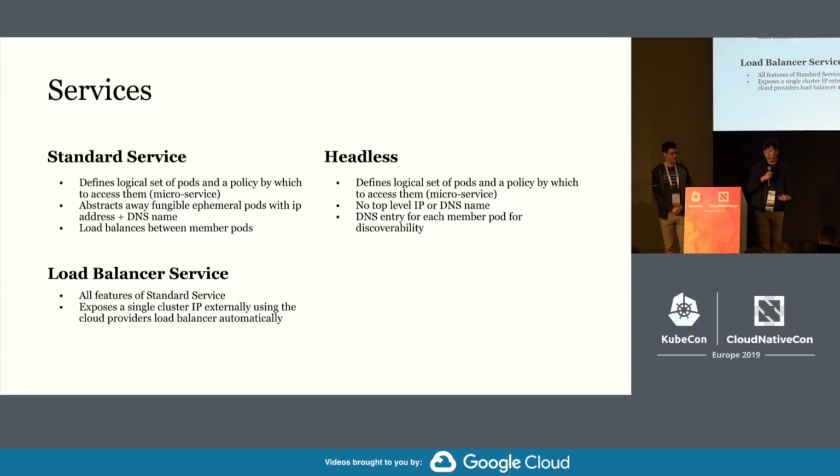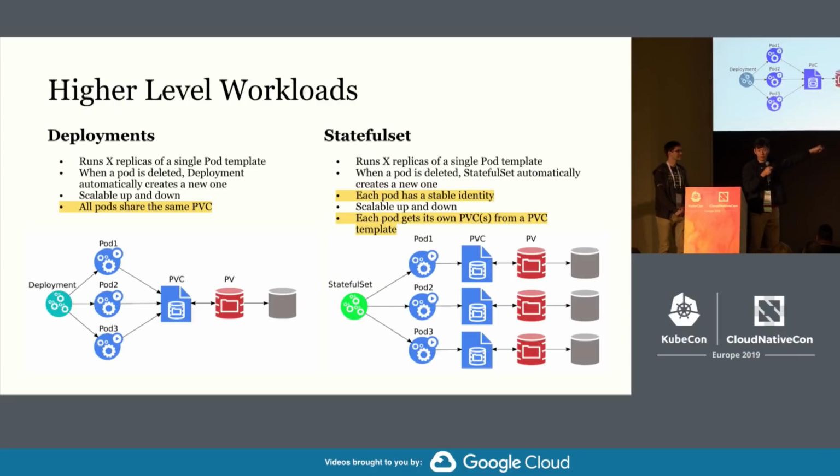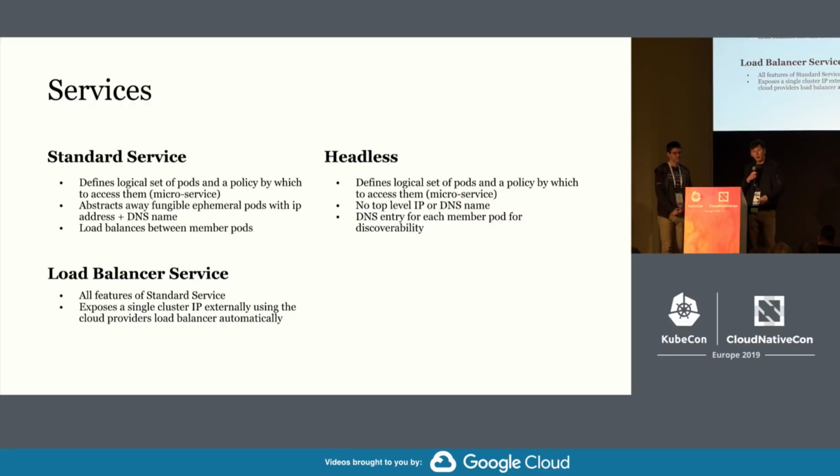The standard one is a DNS name for your grouping of pods, as well as an IP address for your grouping of pods, and it load balances between them. So if you hit this IP address, it will load balance between your pods. And we have, kind of a weird name, the load balancer service. It does all the things that a standard service does, but it also provides you with an external IP. This allows you to hit that service from outside of your cluster as well. So the standard service is for inside, load balancer is for outside.